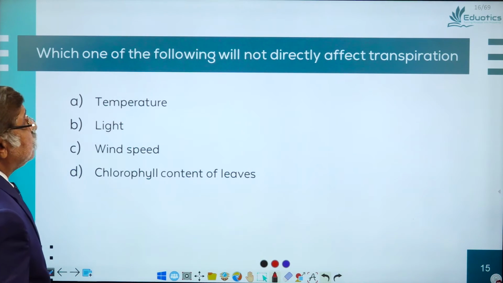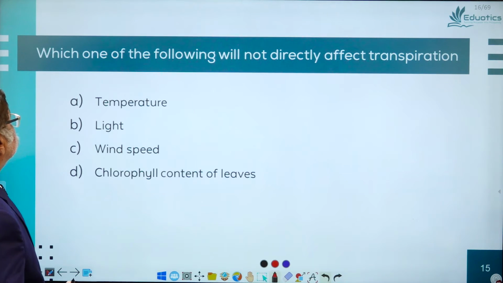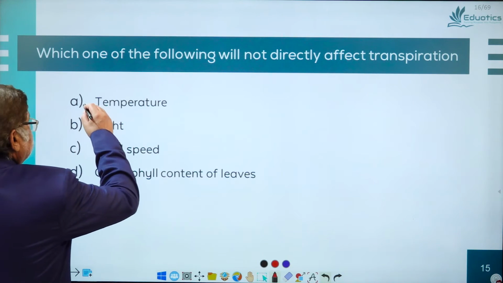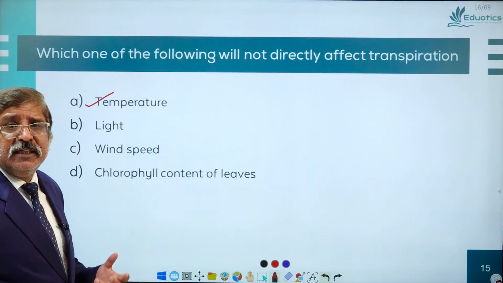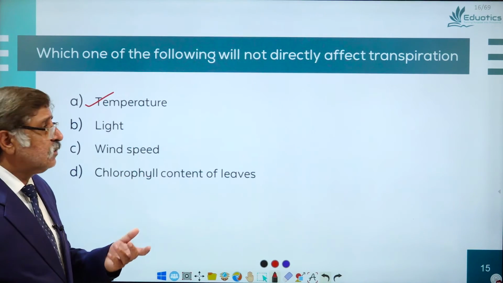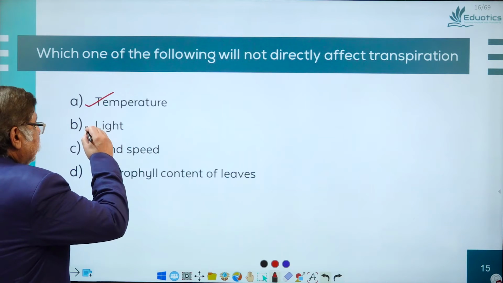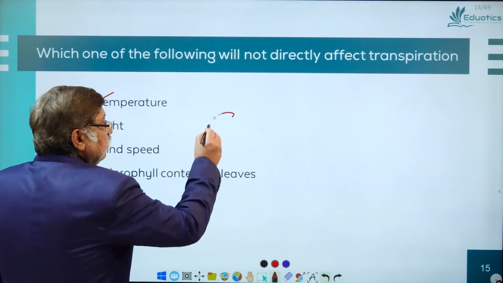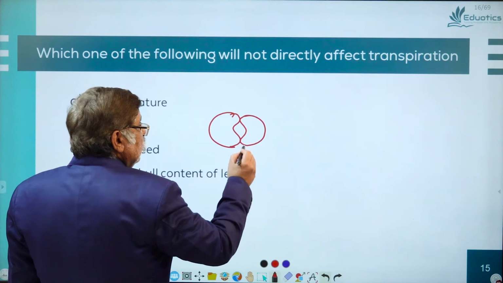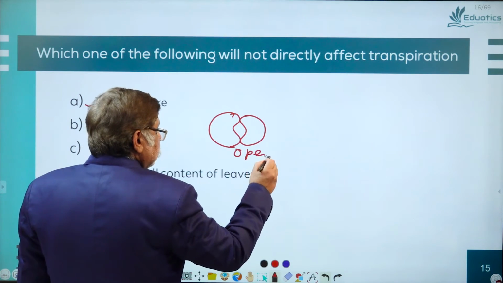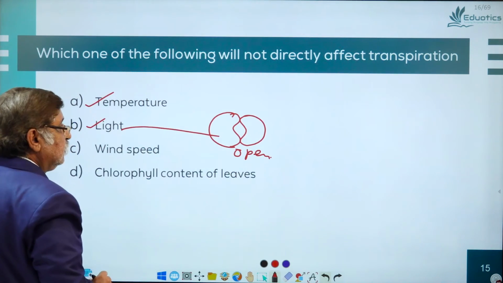Now let's come to some questions to see how much we have understood. Which one of the following will not directly affect transpiration? Temperature, it will affect, because the more the temperature, the more the heat, the more the water loss. Light, it will affect, because stomata open only in the presence of light.